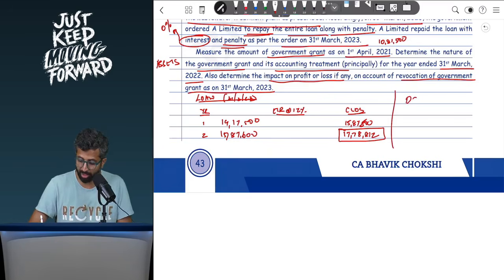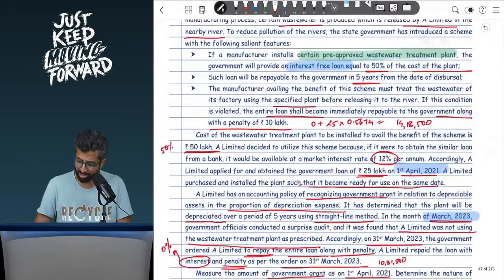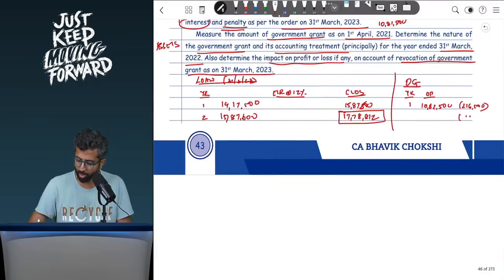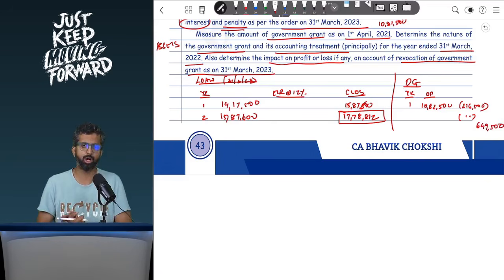Similarly, you want to find the deferred grant balance. So if I look at the deferred grant balance in the year 1, I started with the opening balance of around 10 lakh 82,500. From this I subtracted 2,16,500 in the first year, and another 2,16,500 in the second year. So you will have probably 10,82,500 minus 216,500 minus 216,500, and this will be 6,49,500. So at the time of refund, you will first adjust the balance in the deferred grant.